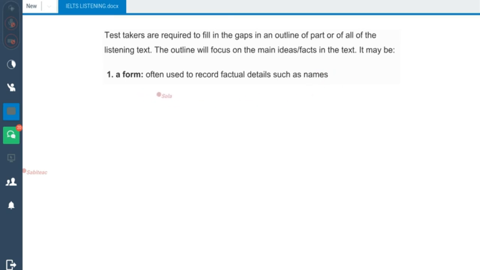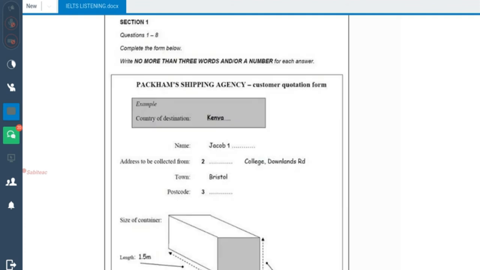It may be a form. A form is used to record factual details such as names. In fact, this form is usually the first set of questions in the listening section. So usually the first 10 questions will be attached to a form. All right. Okay, this is an example.